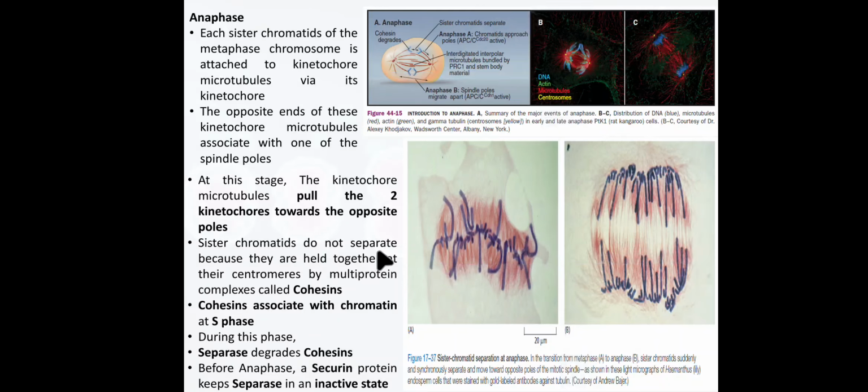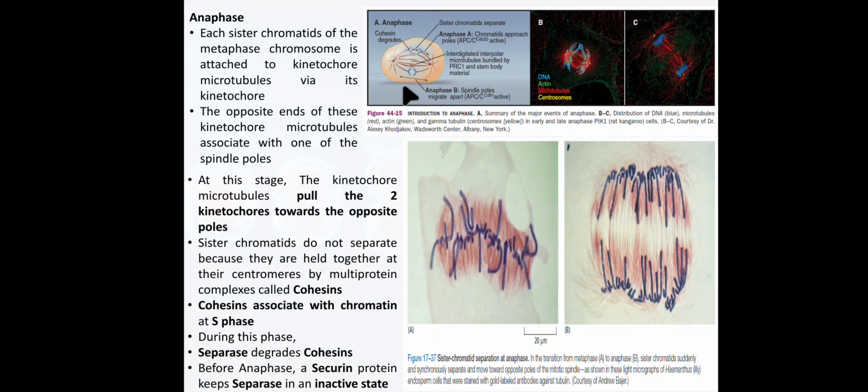In our previous class we discussed the anaphase stage of mitosis cell division, which is the shortest phase of mitosis. Each sister chromatid of the metaphase chromosome is attached to the kinetochore microtubule via its kinetochore, and the opposite ends of these kinetochore microtubules associate with one of the spindle poles. At anaphase, the kinetochore microtubules pull the two kinetochores towards the opposite poles. Sister chromatids do not separate because they are held together at their centromeres by a multiprotein complex called cohesin.